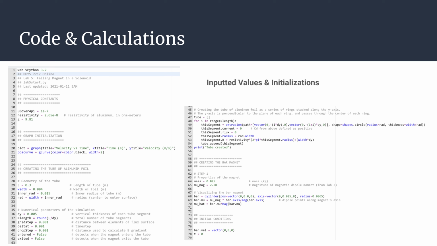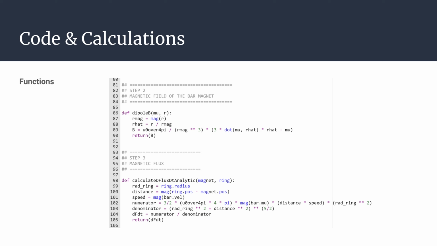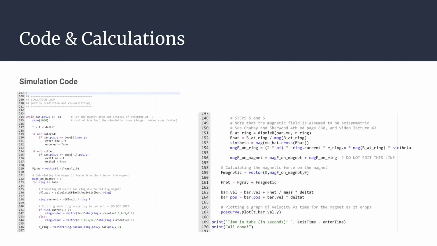These are the images for initializing the values, and also where I inputted the measured values relating to the magnet and the aluminum foil tube. Then we have the code to model two necessary functions. So we find the magnetic field generated by the bar magnet. We treat that as a dipole. And then we also have the magnetic flux passing through a ring generated by the bar magnet. We treat that as a series of rings to generalize the geometry of the cylinder.